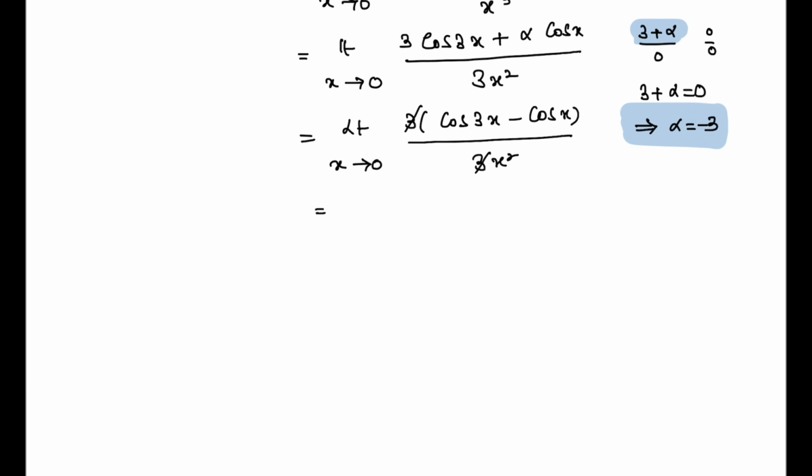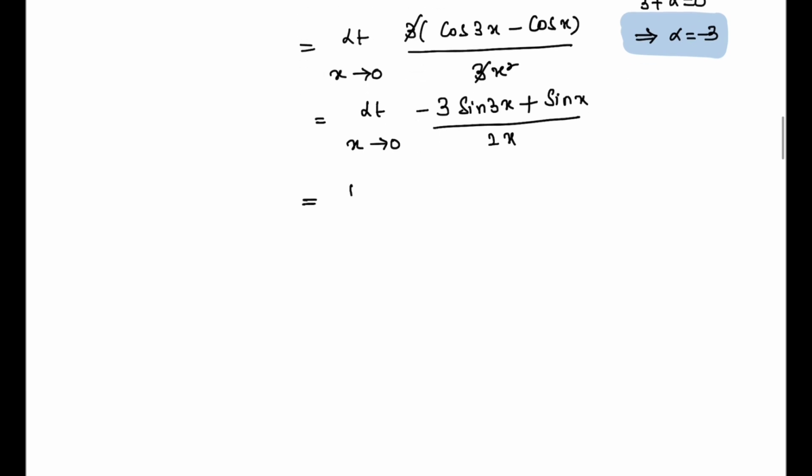Again it is in the form of 0 by 0, so one more time you can use L'Hopital's rule. The derivative of cos 3x is minus 3 sin 3x, and the derivative of minus cos x is plus sin x. Minus of minus gives plus sin x, divided by x square, whose derivative is 2x. Okay, so you write 1 by 2 outside of the limit.